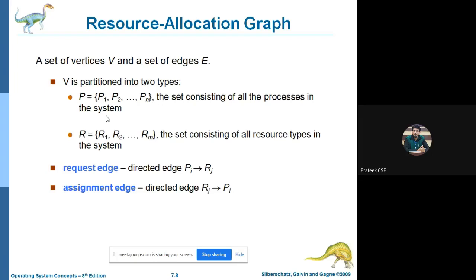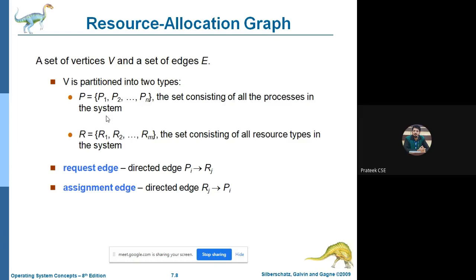Now resource allocation graph is one of the ways of representing the deadlocks in the system. तो किसी भी सिस्टम में अगर हमें डेडलॉक को रिप्रेजेंट करना हो with the help of the graphical representation diagrammatically, so resource allocation graph is the most common method which is used to represent a system or the deadlock in a system. So graph, as you all know, आप लोगों ने data structure या discrete mathematics में पढ़ा होगा, graph simply consists of set of vertices and set of edges.